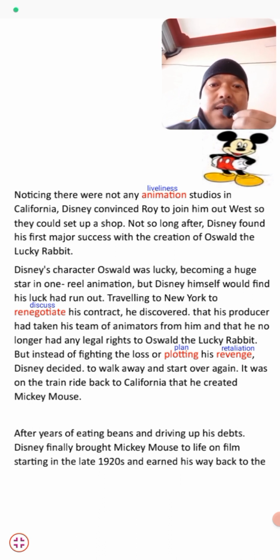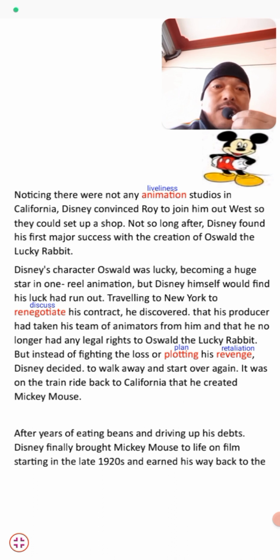And Disney's character Oswald the Lucky Rabbit became a huge star overnight in one reel of animation. But Disney found himself very unlucky when he had to travel to New York to renegotiate his contract.